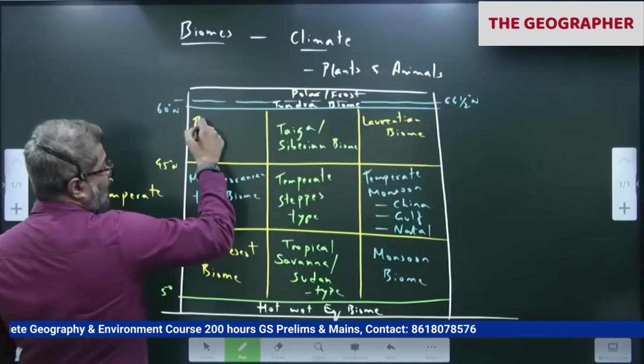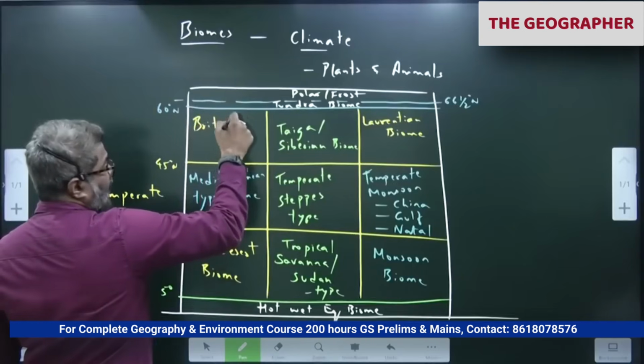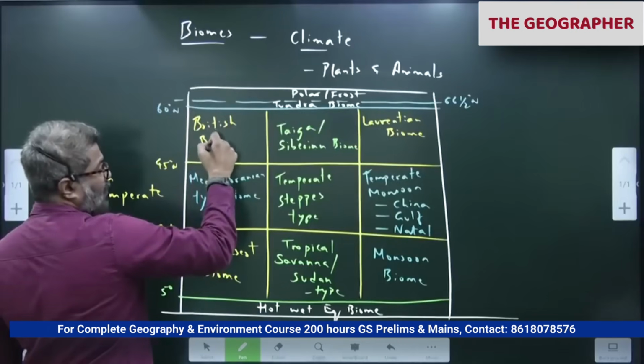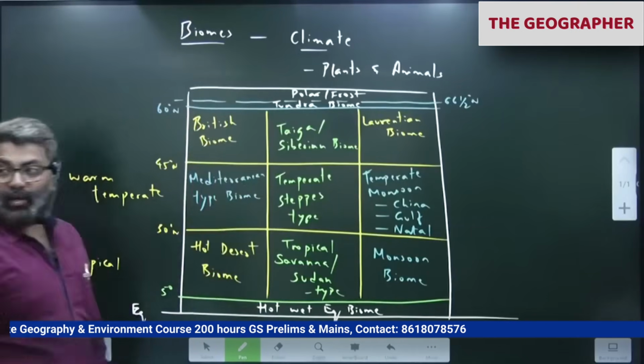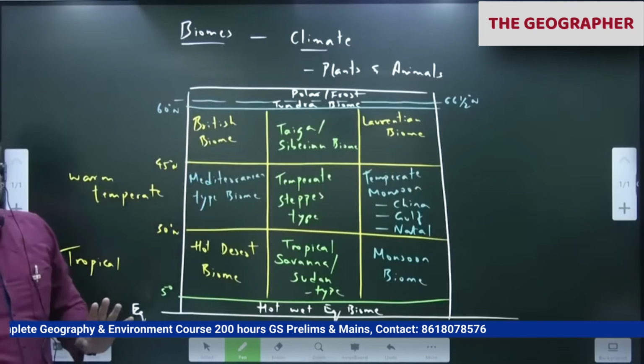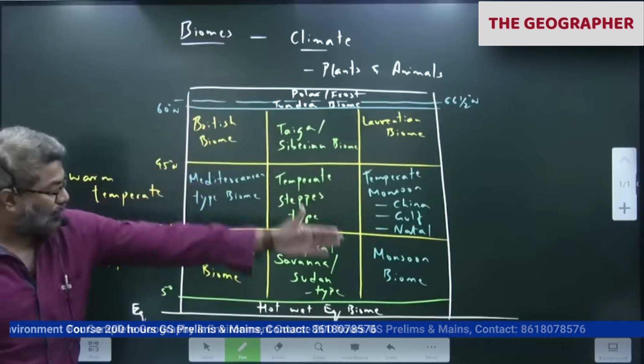This side is British type, because this side is Great Britain. Western Europe is Great Britain, so British type of biome. Or in Canada, British Columbia. There is a place called British Columbia. So the name British type. Like this, easy, if you remember this box.